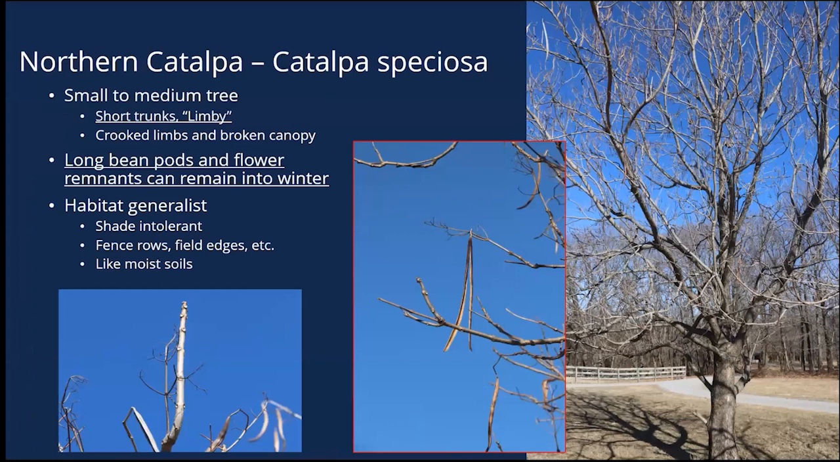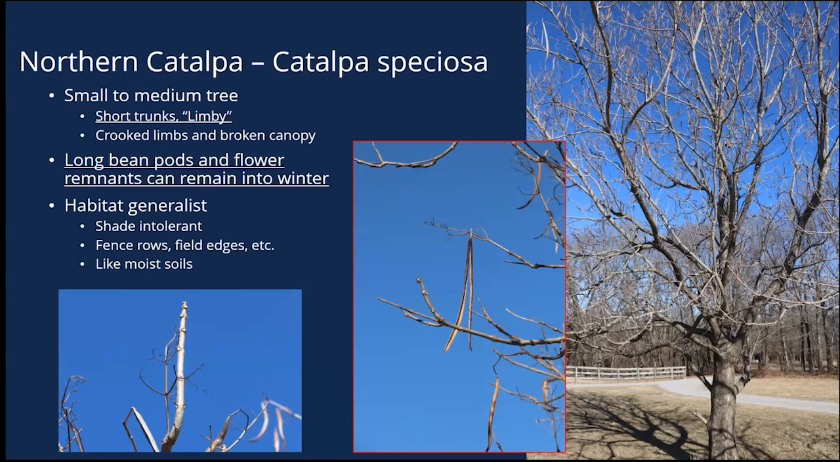But catalpa is a small to medium-sized tree usually, and to me, it has a short trunk. It often has big branches closer to the ground, very, very limby. It's often a very thick trunk at the base and gets thin. There's a lot of taper to it very quick, and it usually doesn't have a well-rounded canopy. It's usually kind of a broken canopy, so it looks like a broken down tree, limby, crooked. And to me, from a distance, you can pick out catalpas just because they look so weird and crooked and limby compared to most other trees.